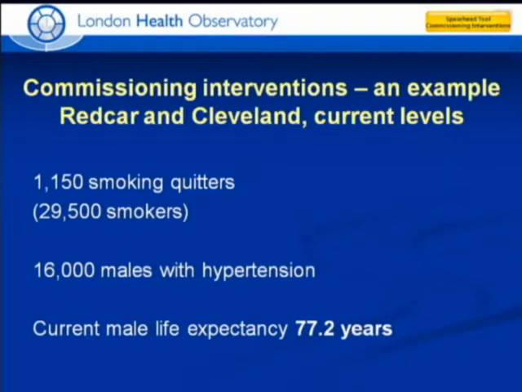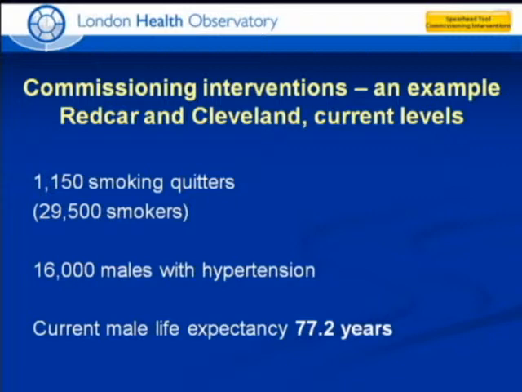So this is an example of how it might work. This is Redcar and Cleveland Local Authority. Currently, when you go into the tool, it'll tell you the current levels. Currently Redcar and Cleveland has 1,150 smoking quitters every year, 29,000 smokers, and 16,000 males with hypertension. And the current life expectancy is 77.2 years.